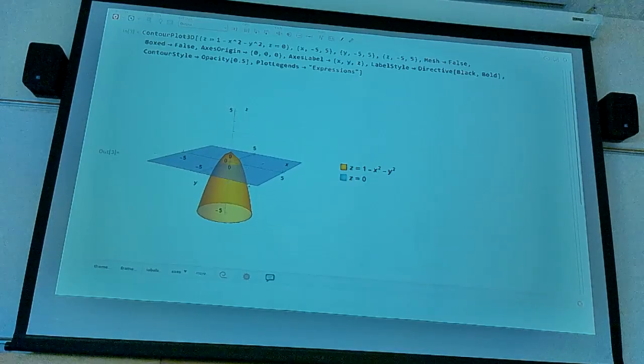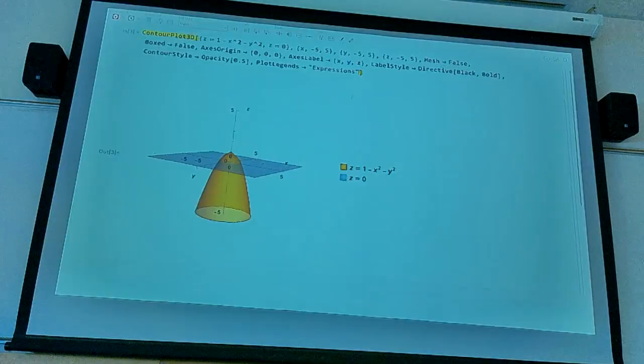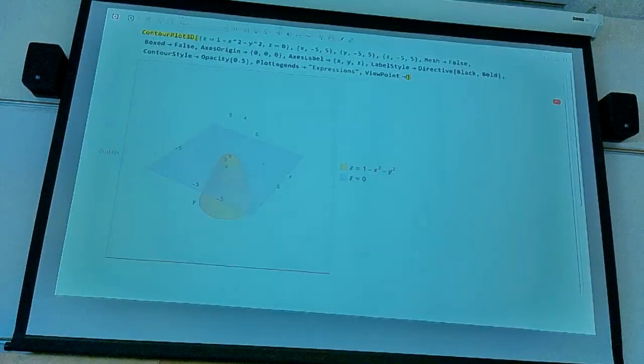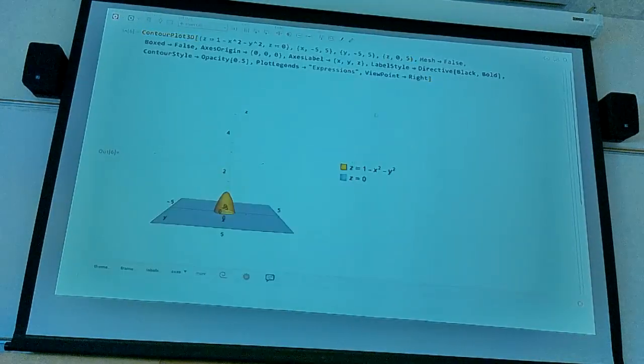Right, so the region we're looking at, our solid, is bounded by the paraboloid. So it's going to be above the plane and below the paraboloid. So I don't need z to go from negative 5 to 5. If I use 0, am I still going to get the plane? I am. Excellent.